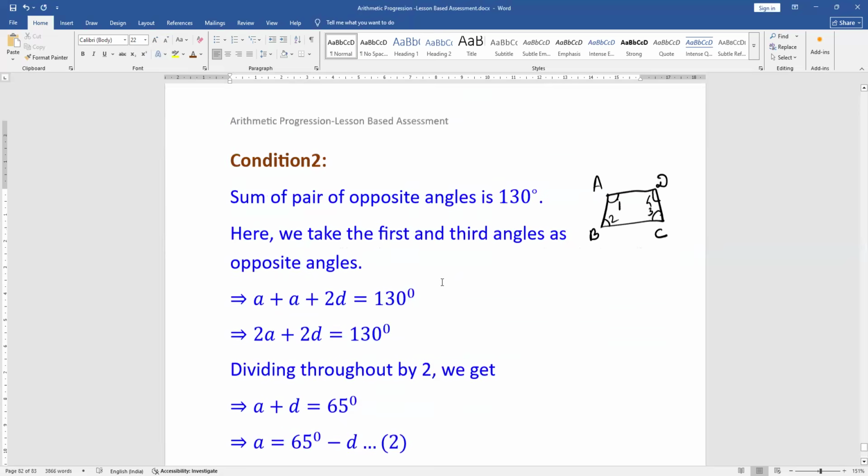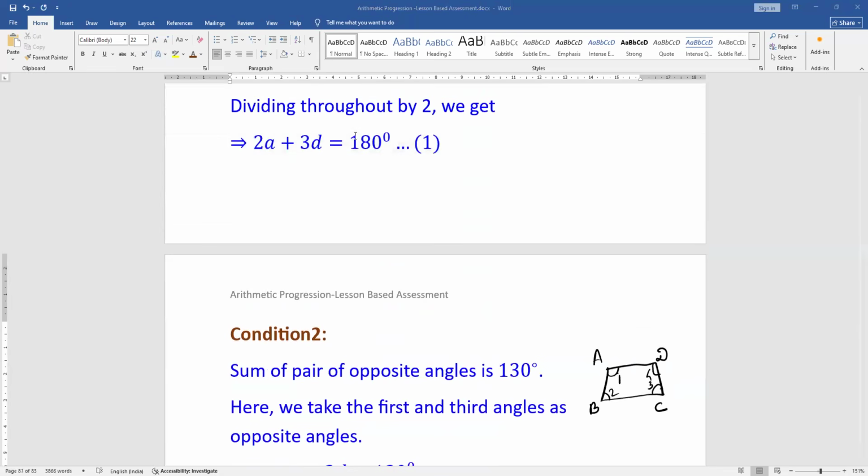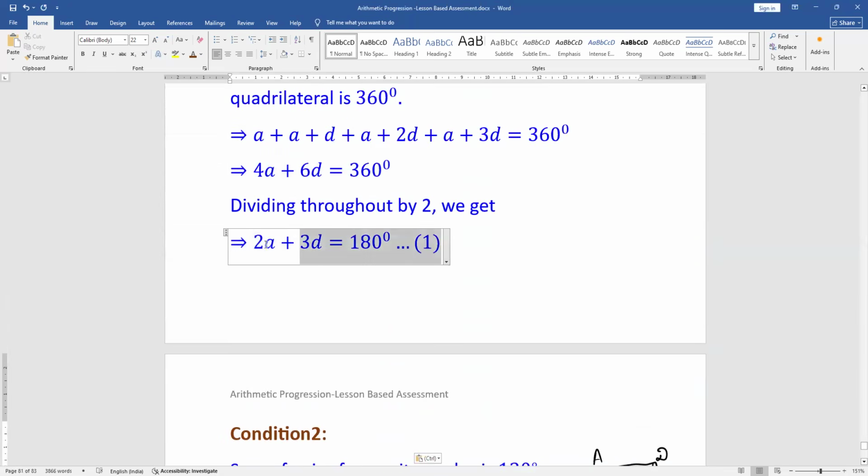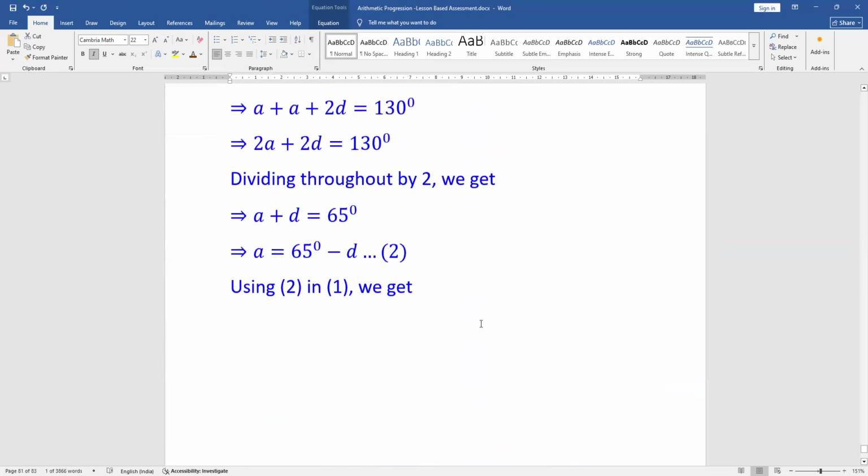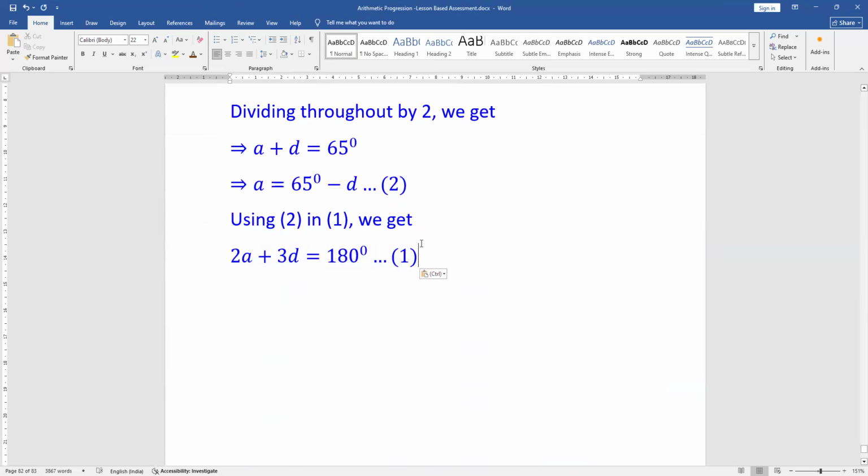So what is equation 1 first of all? Here we have 2A plus 3D equals 180. That one only I'm going to take. Okay. Now here I'm just showing you the substitution. So what I told you, instead of A, you are using 65 degree minus D. So I'm just removing that A. I am replacing it with 65 degree minus D. Okay, that is my step.